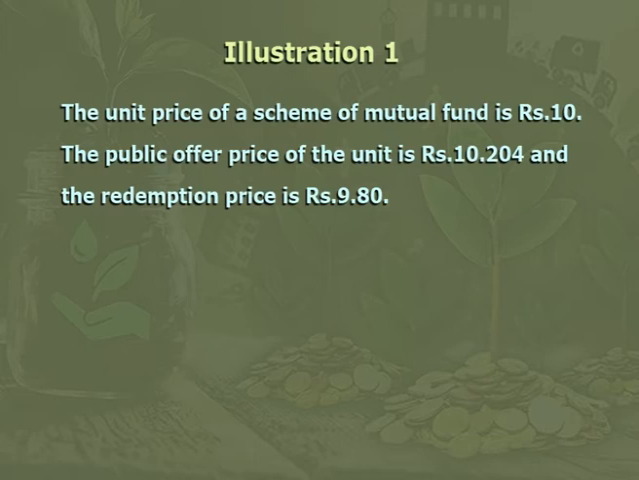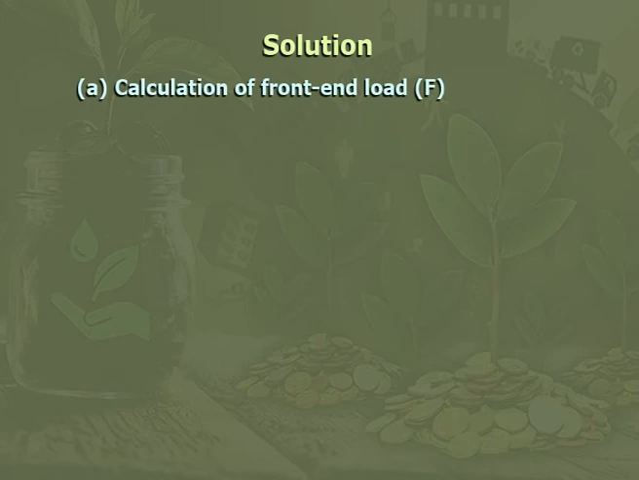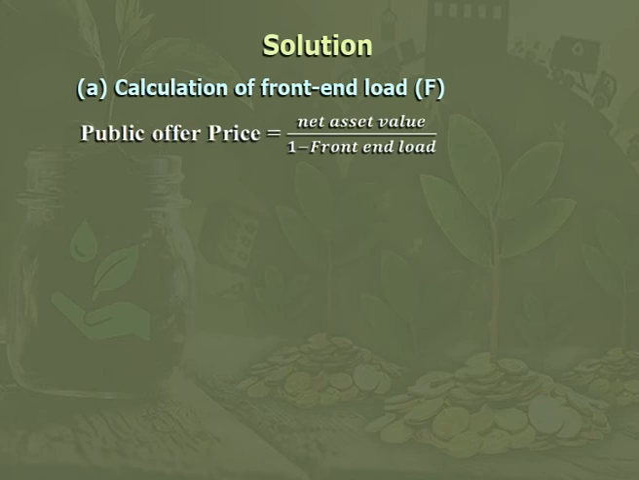The first illustration goes: the unit price of a scheme of a mutual fund is rupees 10. The public offer price of the unit is rupees 10.204 and the redemption price is rupees 9.80. Let's calculate A, the front end load, and B, the back end load. Friends, let's look at the solution. Let's calculate the front end load. The formula goes like this. Public offer price is equal to net asset value divided by 1 minus front end load.